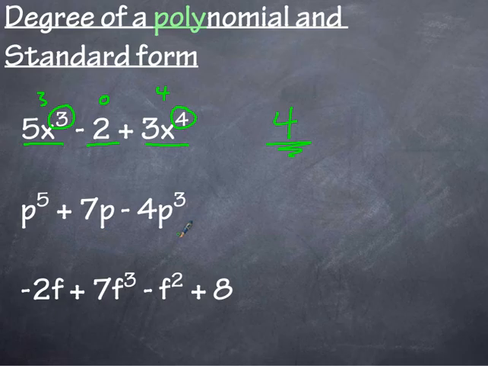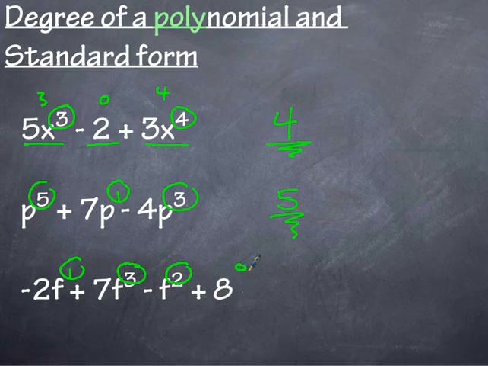Take a look at the next one. p to the 5th, 7p to the 1st, 4p to the 3rd. Of those 3, the highest one is 5, so this has a degree of 5 for the entire polynomial. Then finally this last one, negative 2f to the first power, 7f to the third power, f to the second, and then 8, so 8f to the 0 basically. Of those 3, the highest one is 3, so a degree of 3.